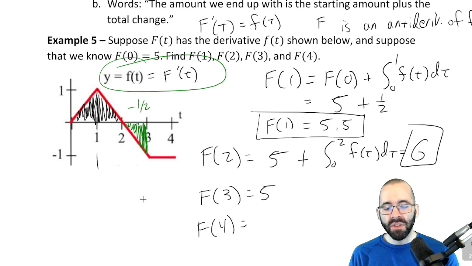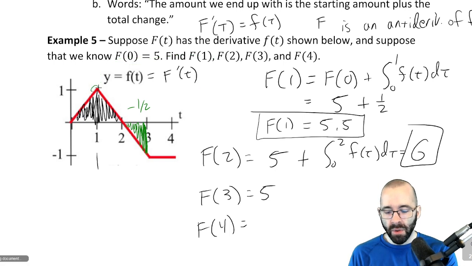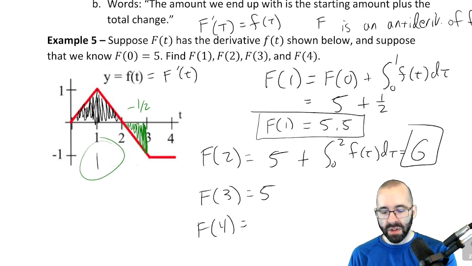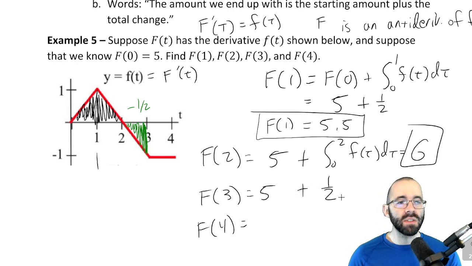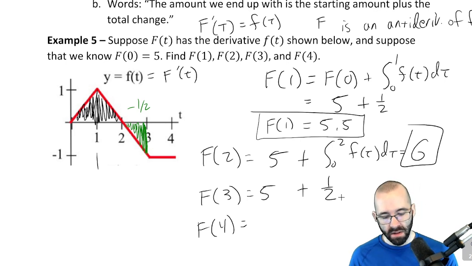Or you can think about this function as a rate of change. The rate of change is positive all around here, and the rate of change is negative down here. So we were going forwards over here. Now we're going backwards. We went forwards 1. We went backwards 1/2. So we're actually at the same place that we were at F of 1. Again, 5.5.